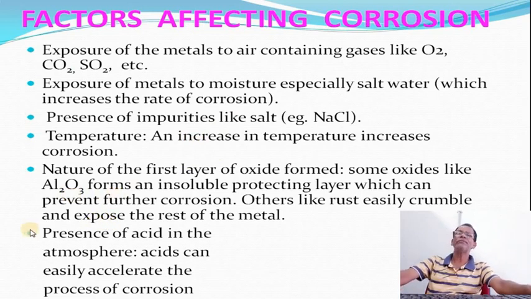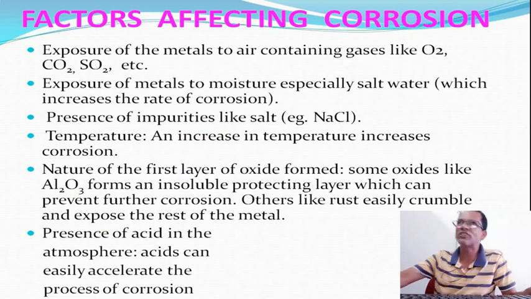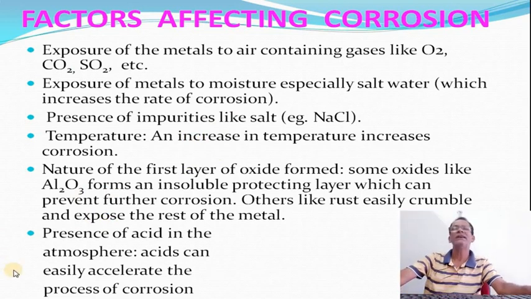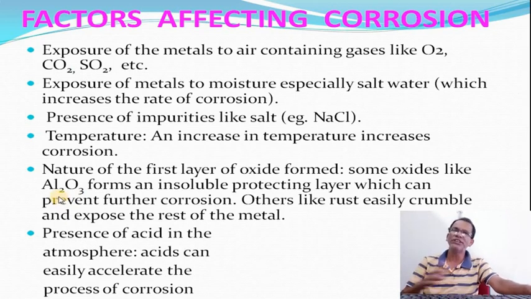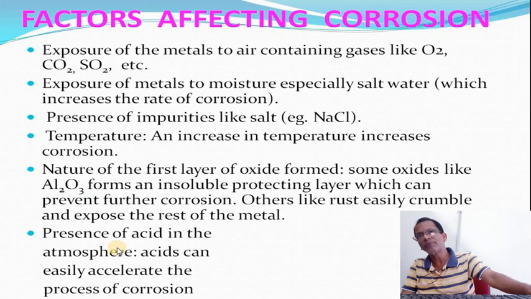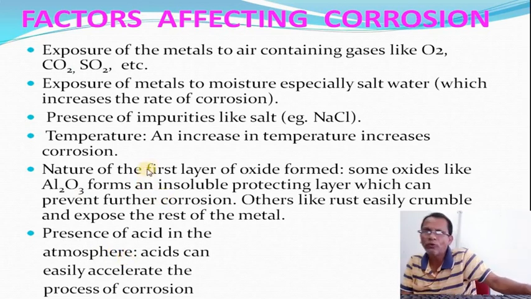But if some stable oxide layer is formed over the metals, then corrosion will be slow. That example is which one? Zinc oxide, aluminium oxide. If it is formed over the metals, then corrosion will be slow. Then in acidic medium, corrosion will be faster, but in basic medium, corrosion will be slow. Okay.